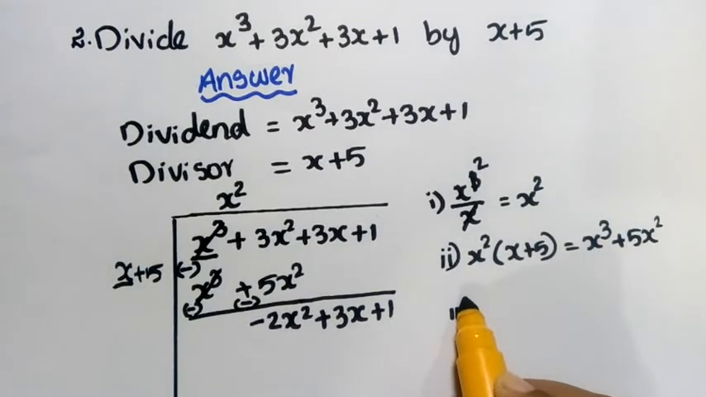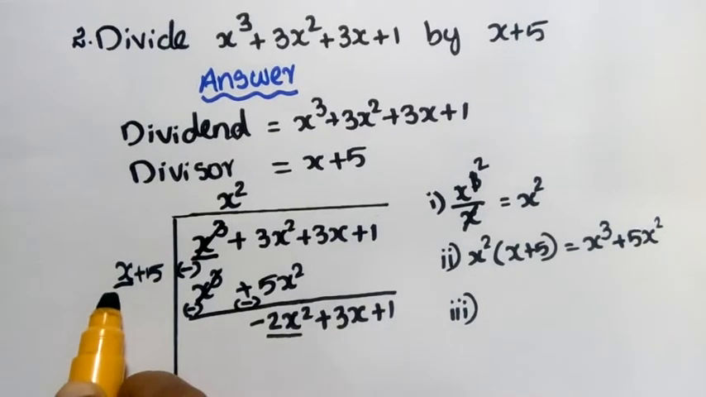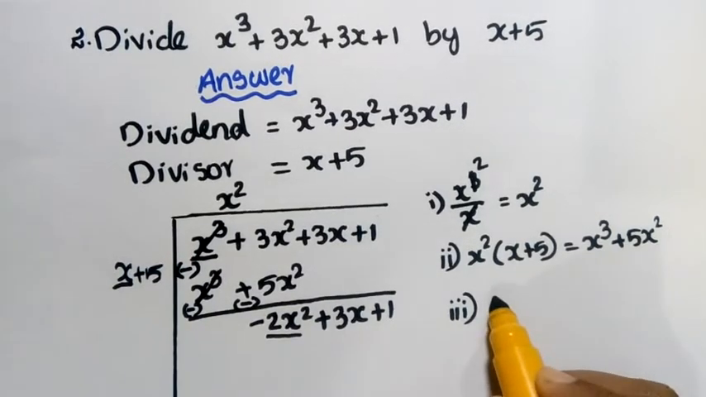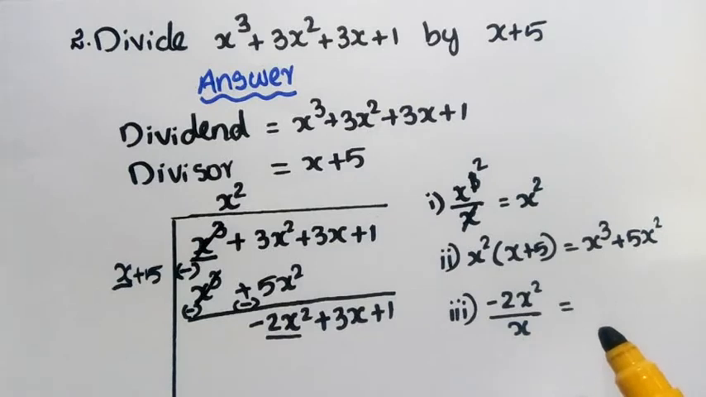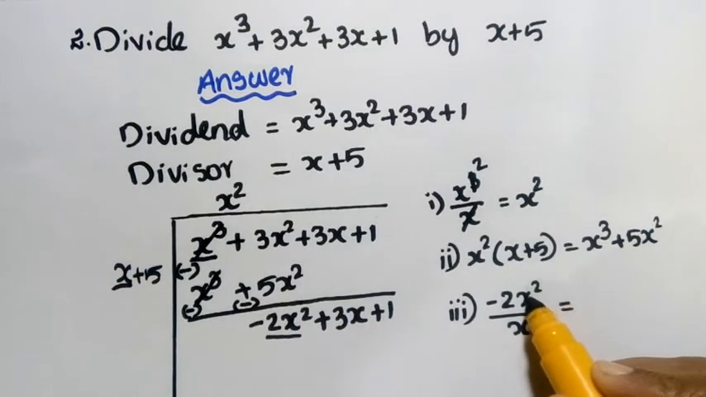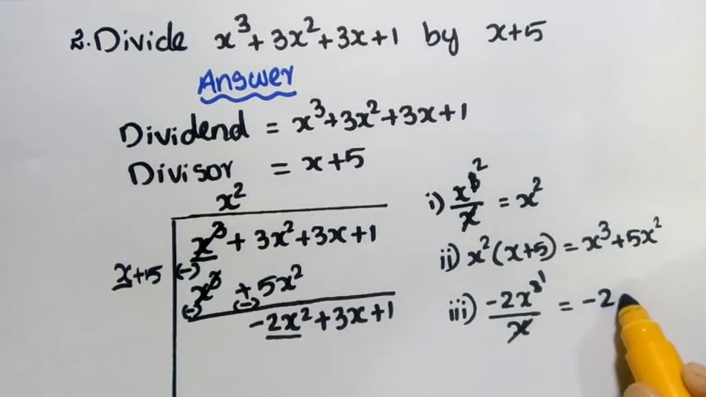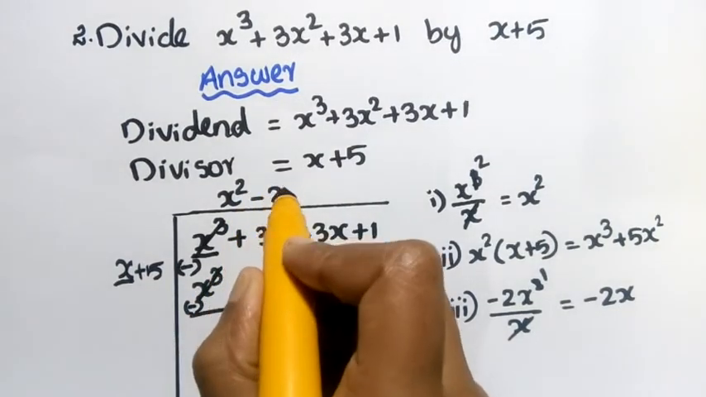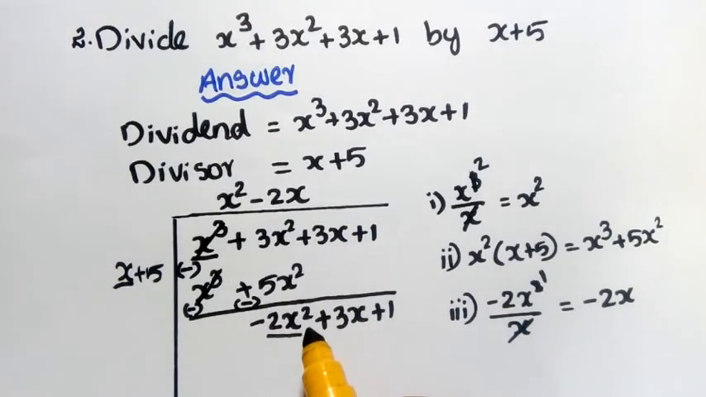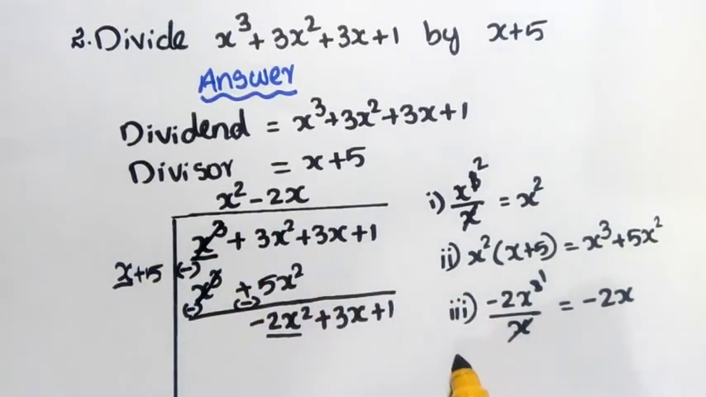Third step is we need to divide the first term of the new dividend by the first term of the divisor. That is minus 2x square by x. What is minus 2x square by x? From x square 1x, and from the denominator 1x will cancel and the balance is minus 2x. This gives us the second term of the quotient. So the second term of the quotient is minus 2x. After getting the second term of the quotient, multiply the divisor by the second term of the quotient. That is the fourth step.